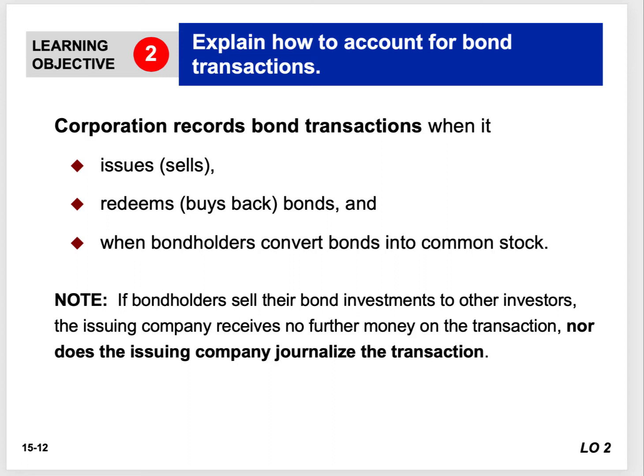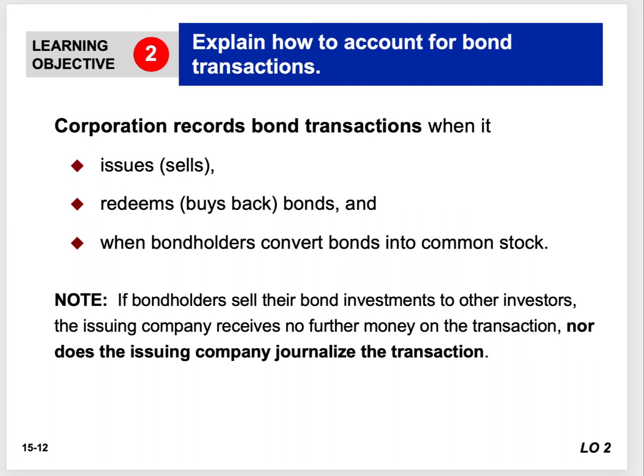However, you as a bondholder, you invest in a bond, you can actually sell that bond to other investors, right? When this happens, me as the issuing company, I don't get any more money on the transaction. When you sell a bond, me as the company, I don't have to do any journal entries of the transactions, okay? So when we're talking about calculating the bond price, buying back the bonds, selling the bonds, we're really talking about me as the company, issuing to you as the bondholder.